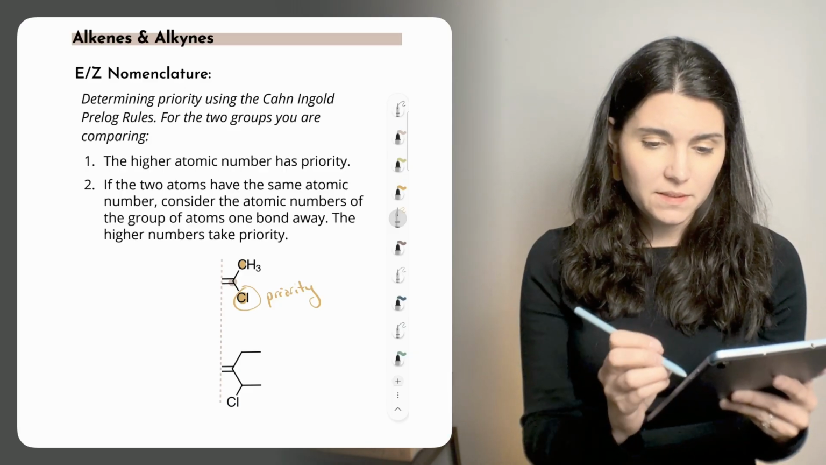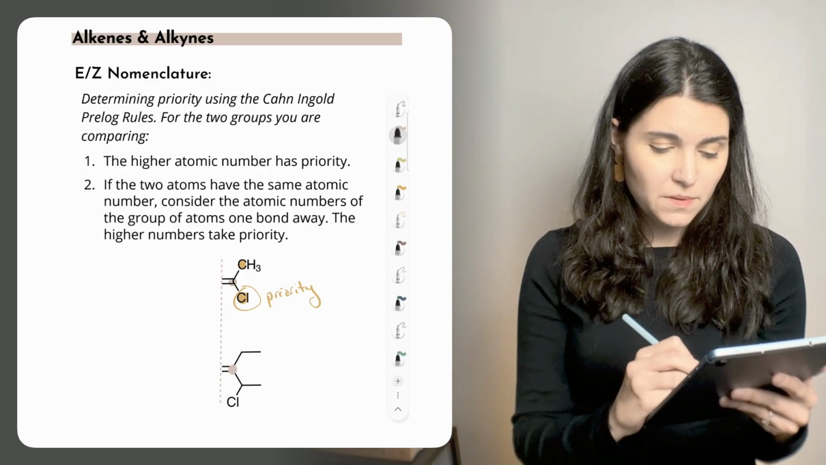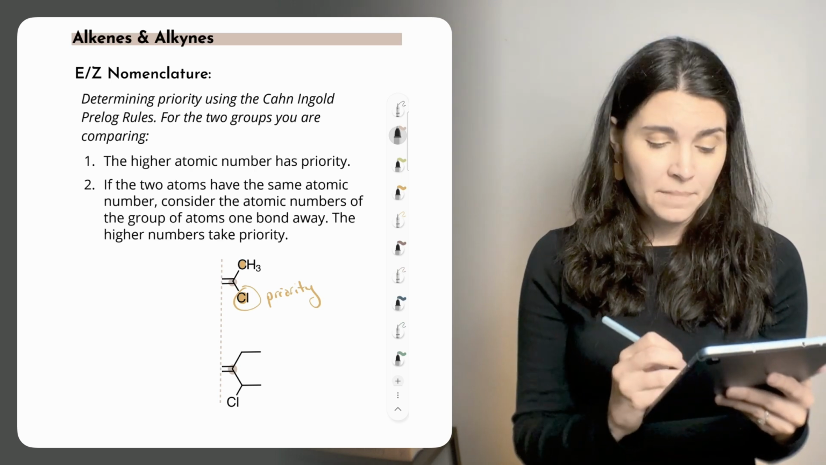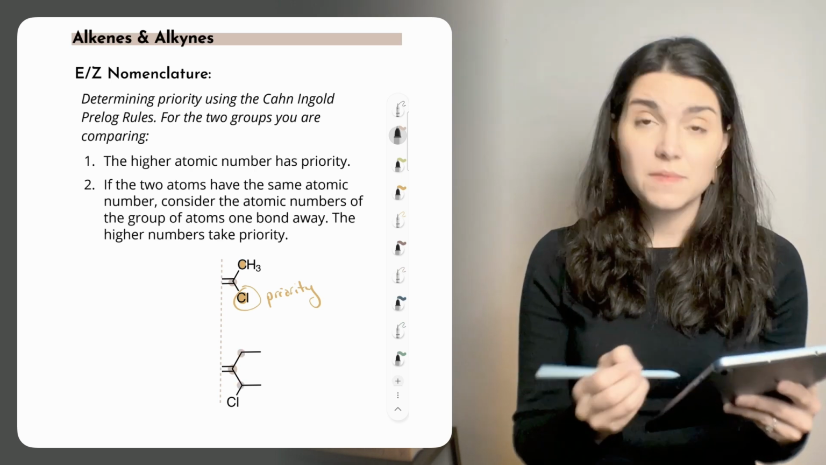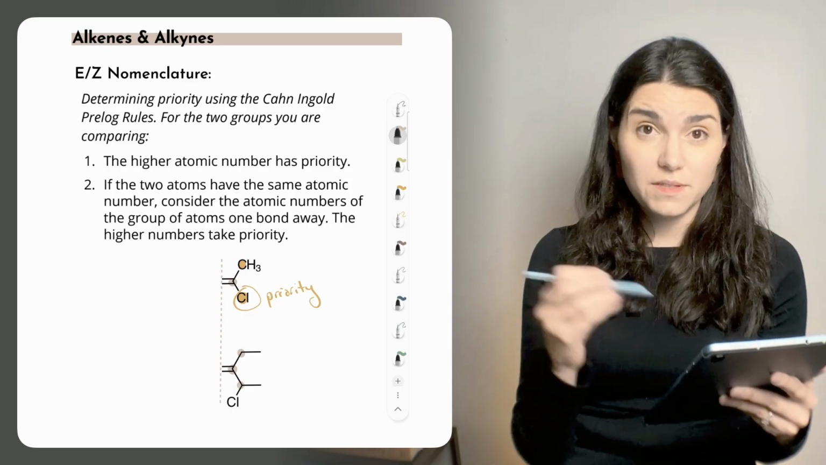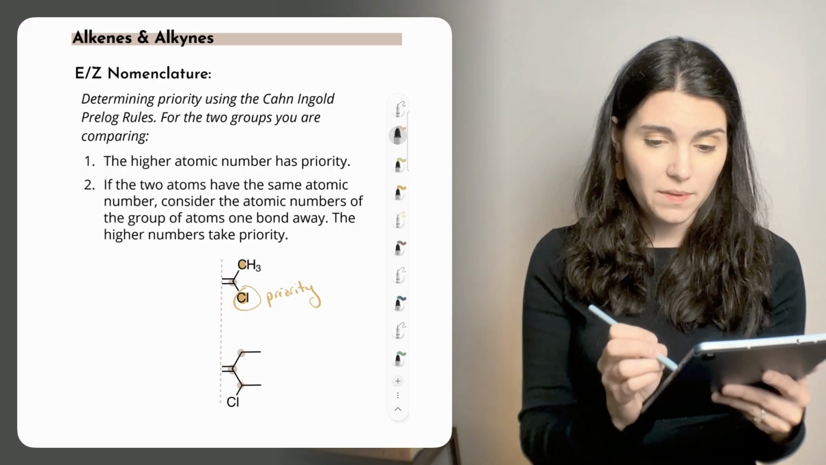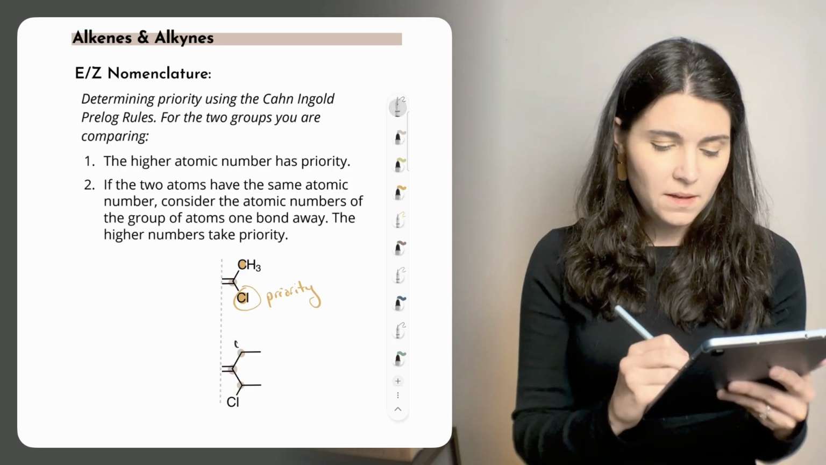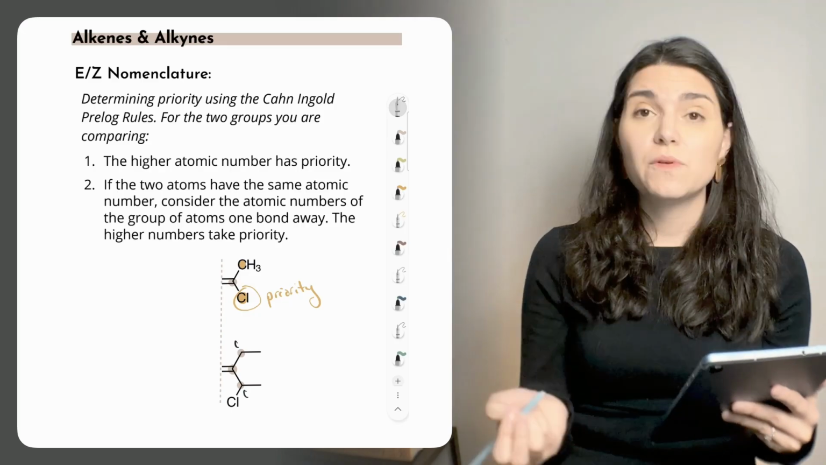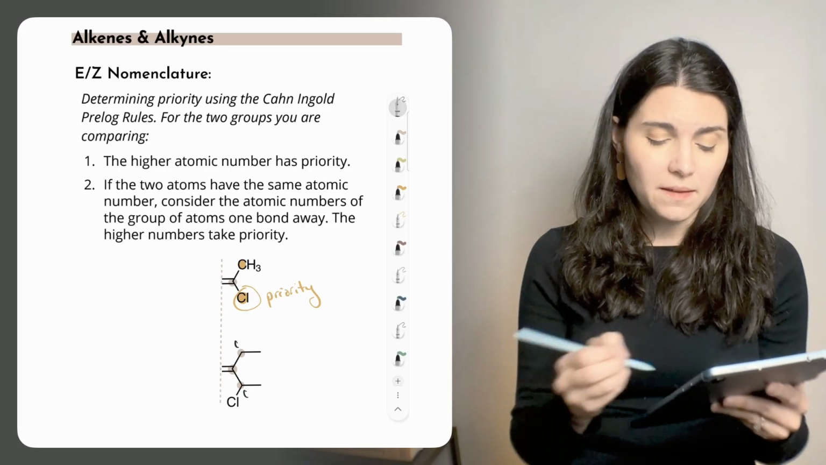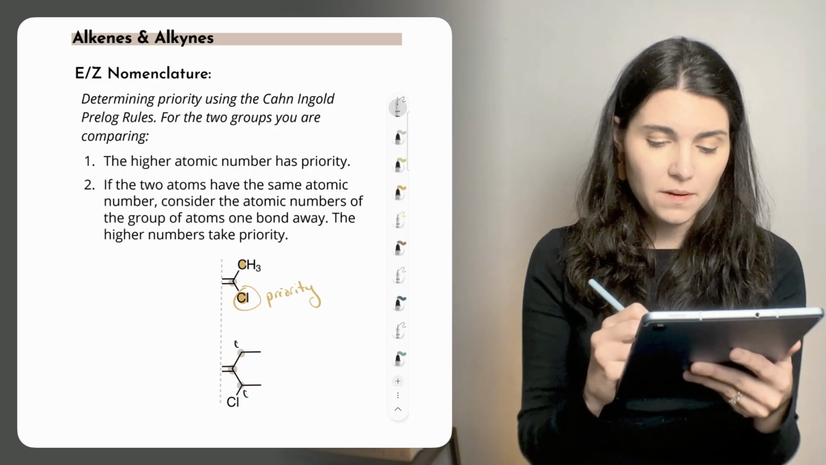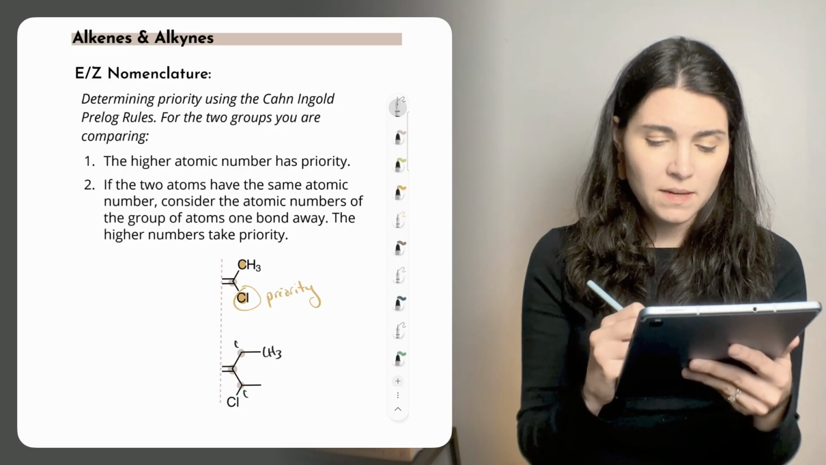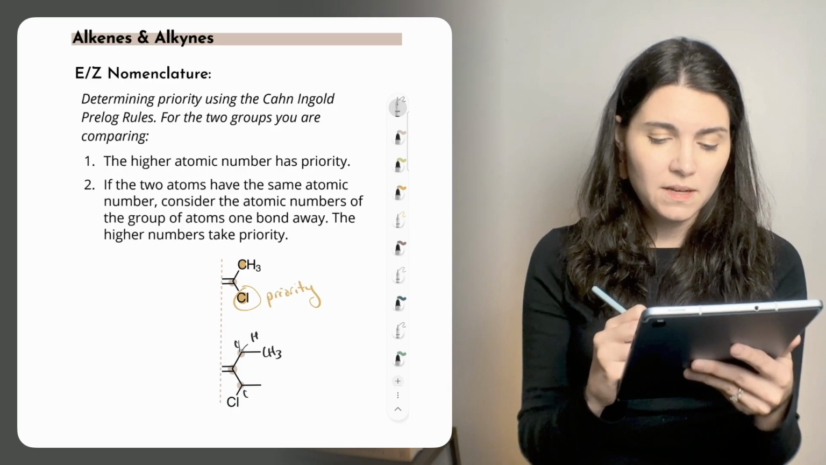So let's look at the bottom example. So here's our double bond carbon. Now the first atom that's off of the double bond is carbon in both cases. So a carbon here and a carbon here. And so we've got to look one bond away, and we're going to make a list. So bonded to this carbon on the top here, we have a CH3, and then it would have an H and an H.